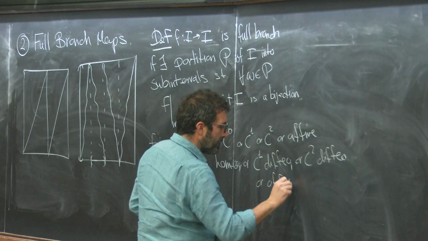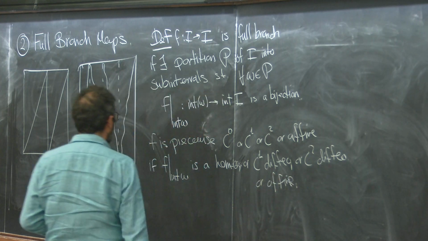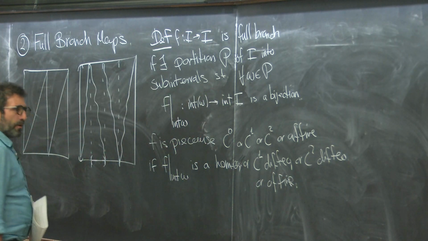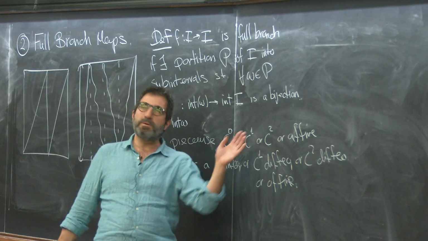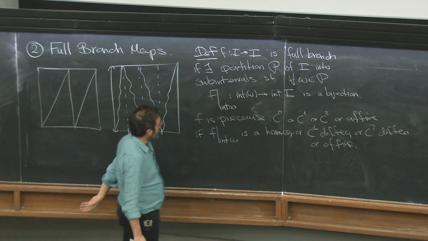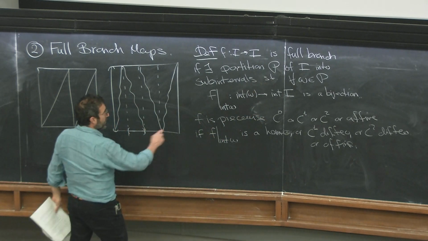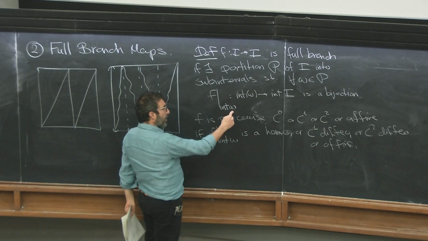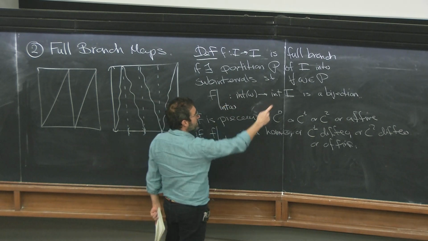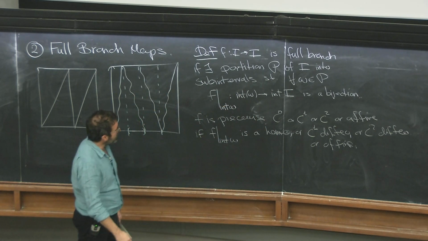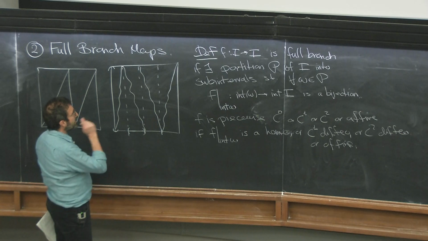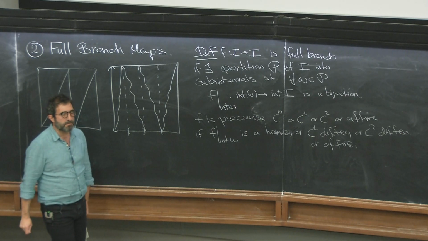So these are the possibilities. Well, it could be C3, or it could be Lipschitz. Okay, just the regularity. So we say that f is piecewise Lipschitz if for every omega in the partition, this is Lipschitz or Hölder, whatever you want to say. Okay, this is the definition of a full branch map.